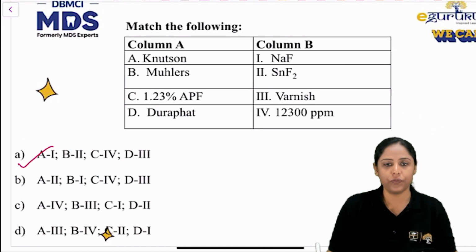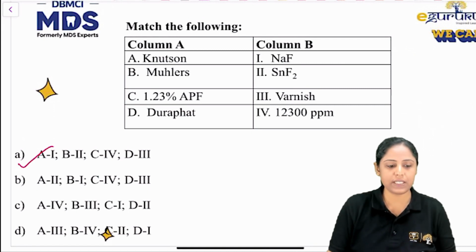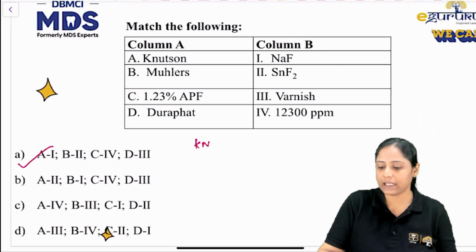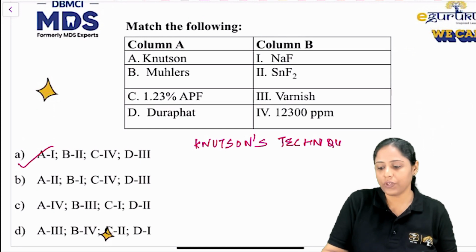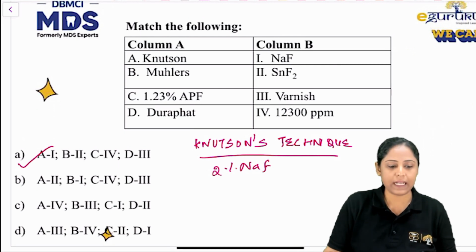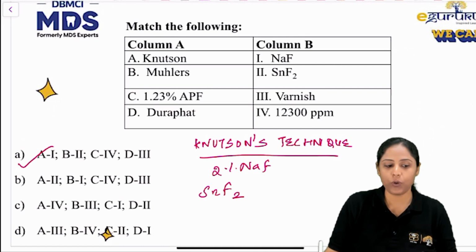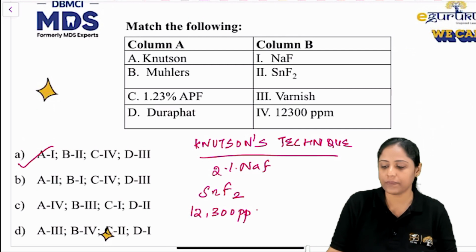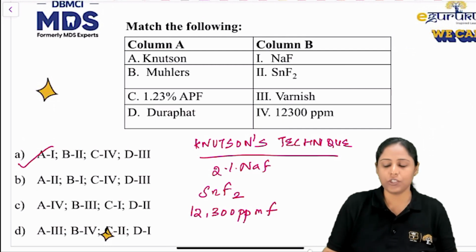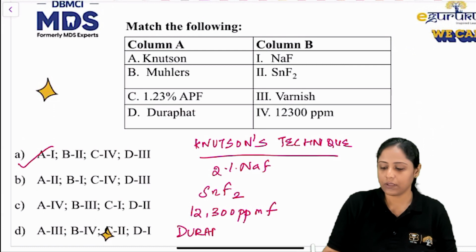So to look into a little more details about the terminologies here, in Knudsen's technique, we use 2% sodium fluoride, and in Muller's technique, stannous fluoride is used. APF gel contains 1.23%. APF gel contains 12,300 ppm of fluoride. And Durafat is a fluoride varnish.